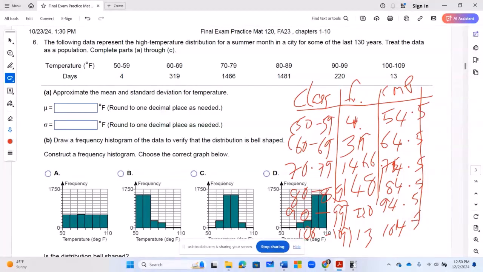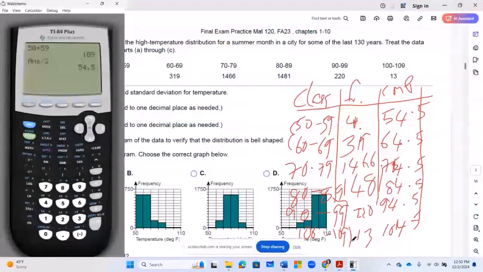So the next thing I want to do is go to my calculator. Start, edit, and I will clear the list. I want to use L1 and L2. So I'm going to clear the lists there because I don't want to use L3 and L4. It's not that I cannot use them, I want to make it easy for myself.